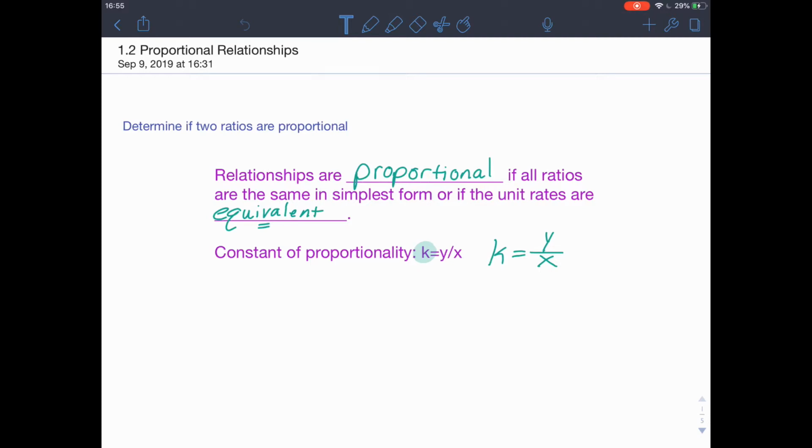Now, you might be wondering, why are we using y and x to represent the numbers in our ratios? Try to get used to thinking of these letters to represent these values because it's going to be a good connection to some things that you'll be learning in 8th grade with linear functions.